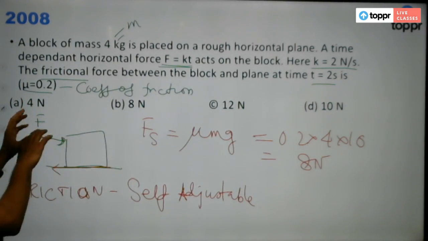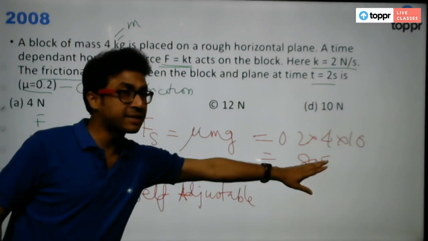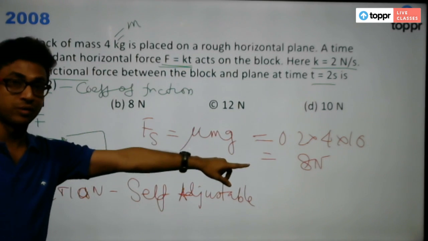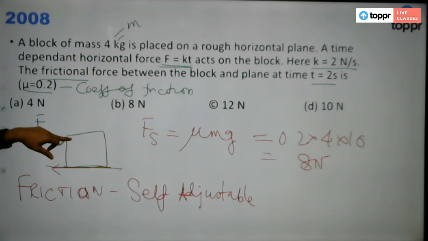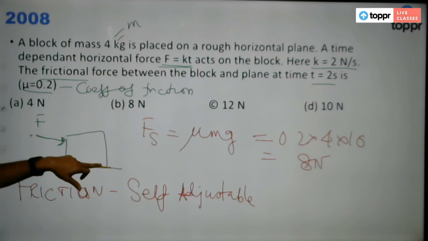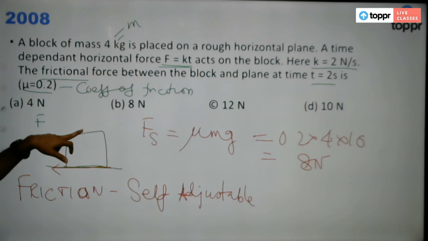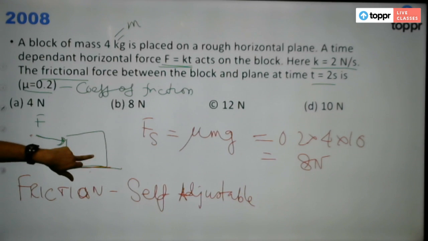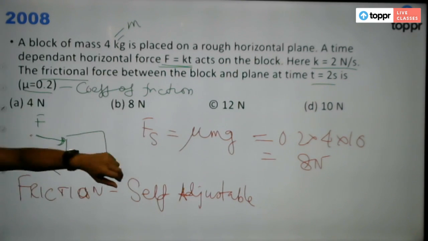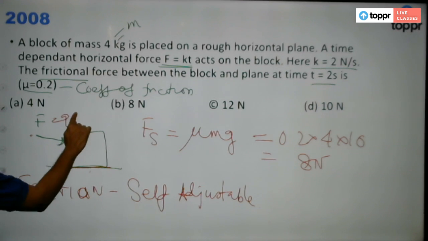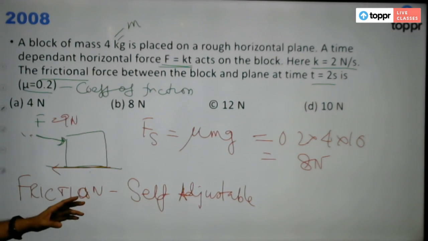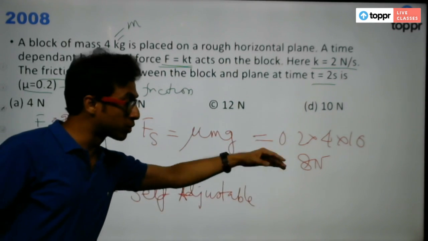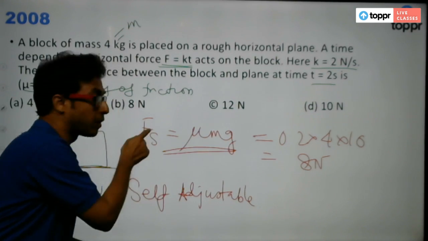So if the external force is less than 8 Newton, the frictional force will be just that force, not 8 Newton. If you apply a force of 2 Newton, the frictional force will be 2 Newton only. If you apply 4 Newton, the frictional force will be 4 Newton. If you apply 8 Newton, the frictional force will adjust itself to 8 Newton. But if you apply 9 Newton, or even 8.1 Newton, the frictional force cannot go more than that. So this is the maximum limit of the frictional force.